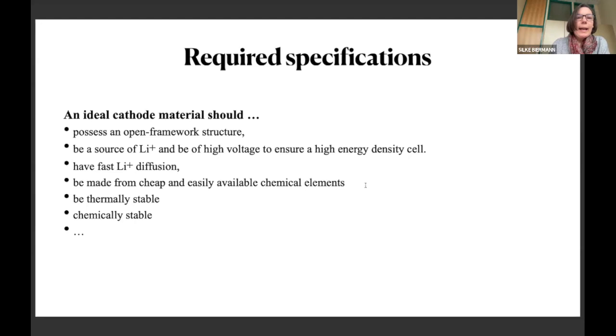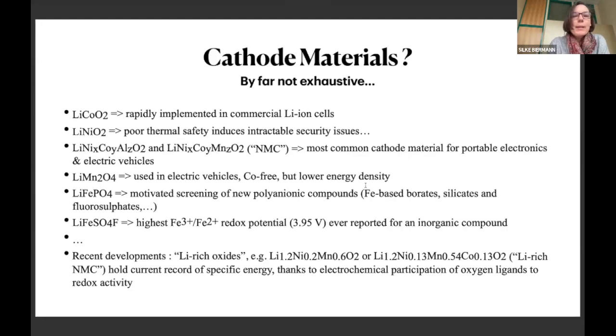And if now you go to the materials, the time-honored example is the lithium cobaltate. Trials were done on lithium nickelates, but these were more or less discarded due to thermal safety issues. Then the runner is nowadays the NMC or NCA, namely compounds where in the place of the cobalt you have several options: nickel, cobalt, aluminium, or here nickel, cobalt, manganese. And this is indeed nowadays the most common cathode material for portable electronics.